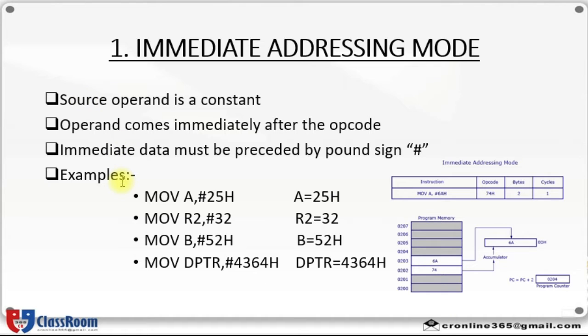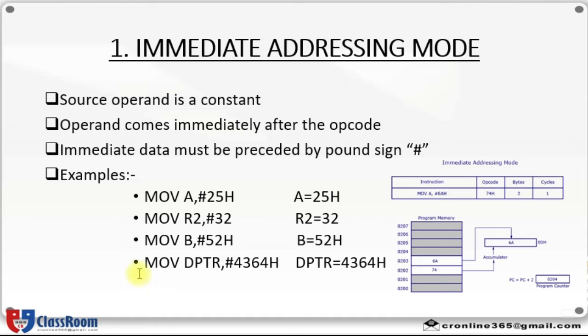Immediate addressing mode means the operand comes immediately after the opcode. Then what are this operand and opcode? Consider this instruction: MOV A, #25H. Here MOV A is the opcode and #25H is the operand. So the operand, that is this pound sign 25H, comes immediately after this opcode MOV A.